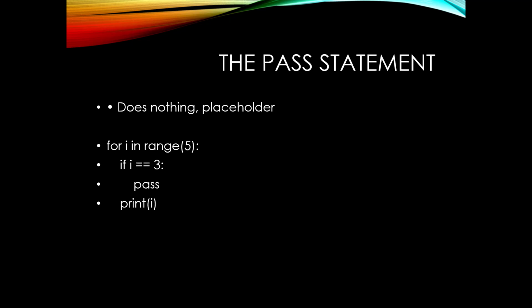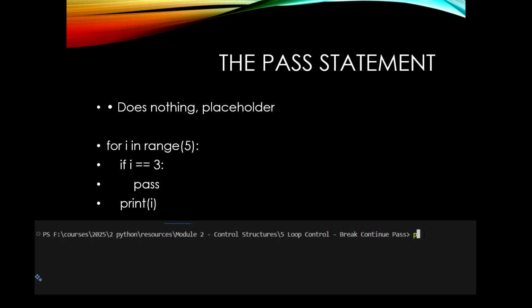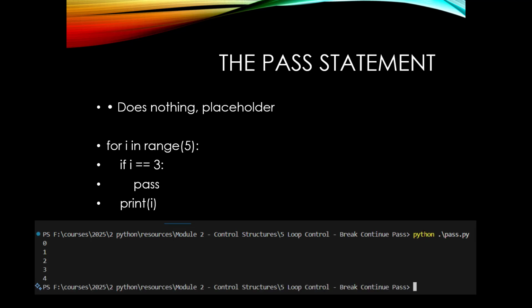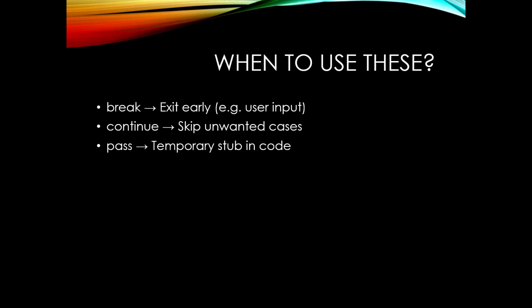Next, the pass statement. Pass is just a placeholder. It does nothing. Let's take a look at an example. For i in range 5, if i equals 3, pass, print i. Let's execute it. It will print everything from 0 to 4. So 0, 1, 2, 3, 4. So that's it. It is just a placeholder. It does nothing.